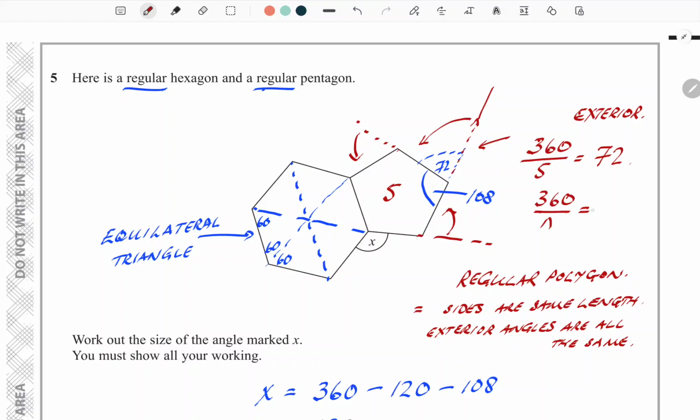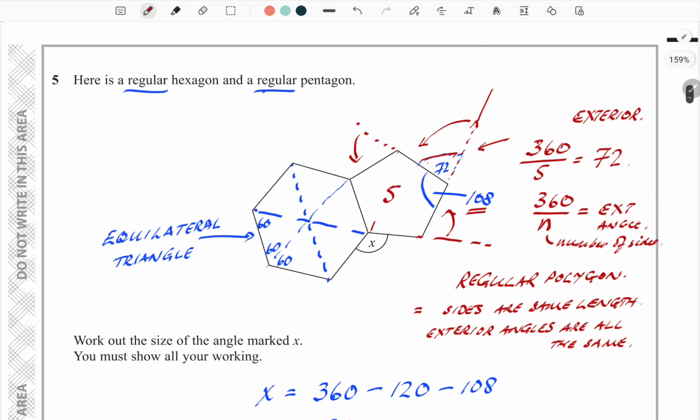So that'll be the exterior angle, where n is the number of sides. So just a bit of revision there. Okay. So we know that that angle there, as I've shown, is 72, which means that the interior angle, remember because it's on a straight line, is 108, and it's a regular polygon again, so they're all 108. So that's 108 as well.